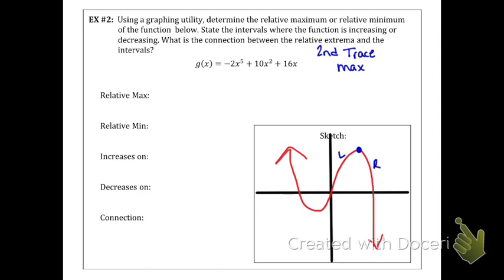Now when you do that on either side, don't go past another turning point though, okay? So go to the right side and hit enter. We don't care about guess, so just hit enter. And so it should tell me that that maximum there is 1.458, 31.409.